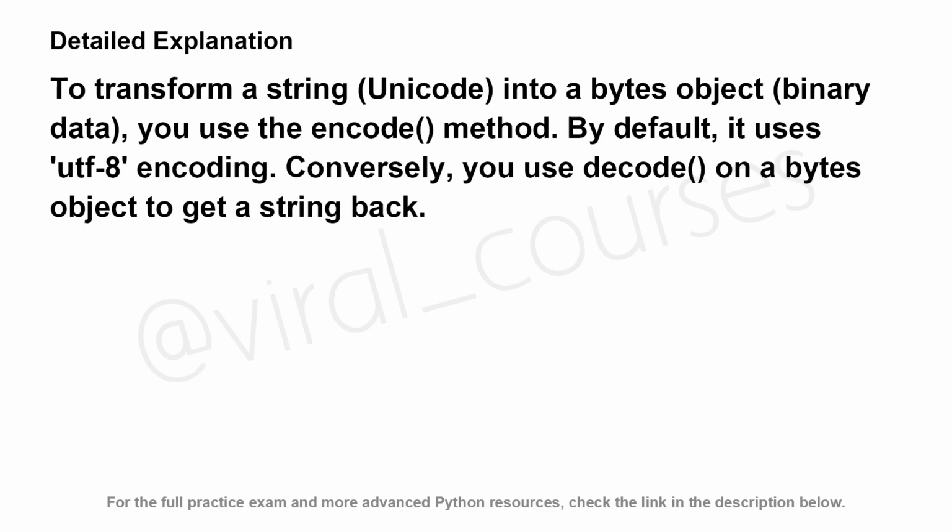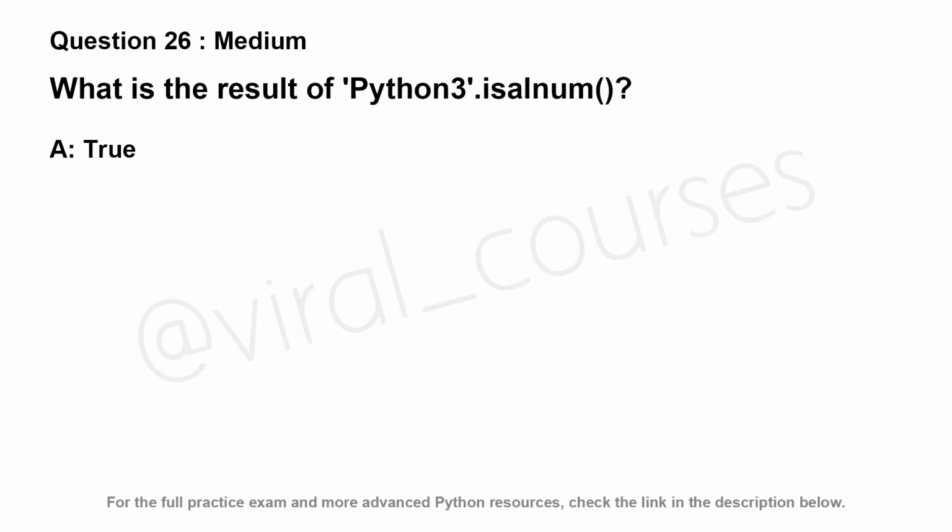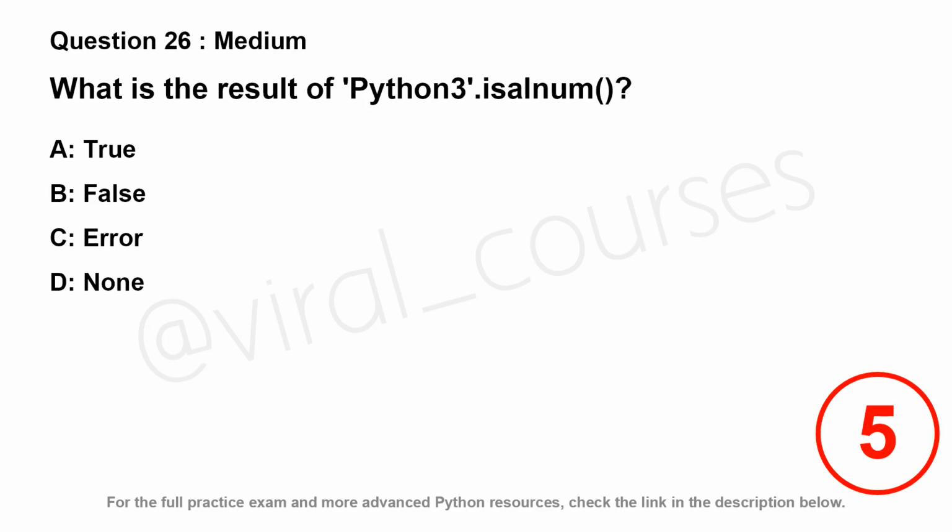What is the result of 'Python3'.isalnum()? Option A, true. Option B, false. Option C, error. Option D, none.